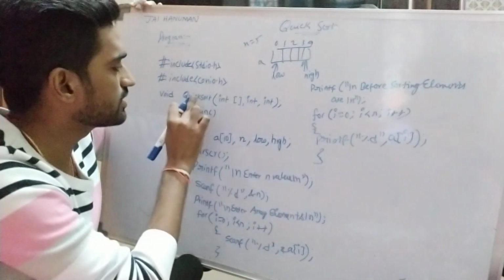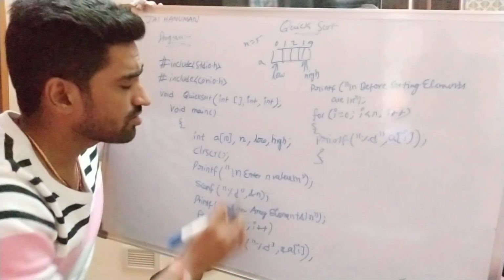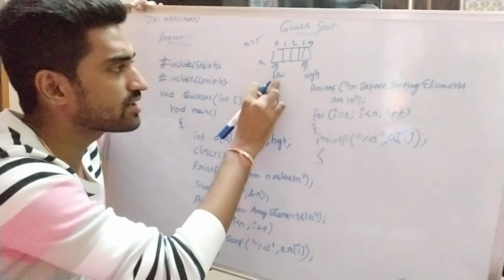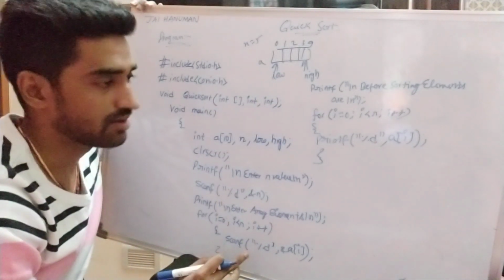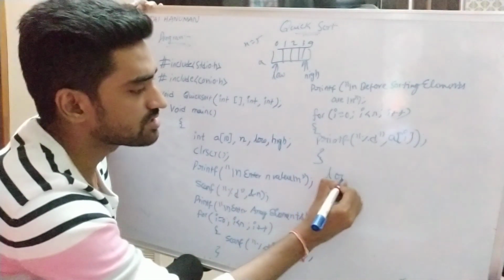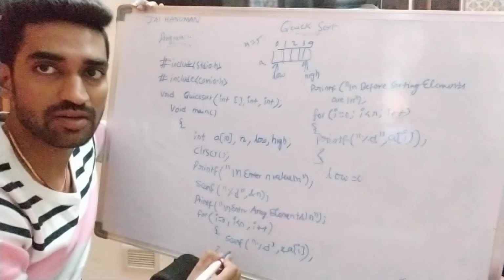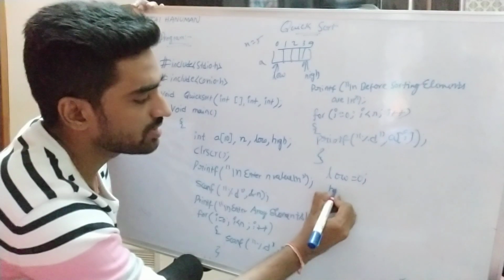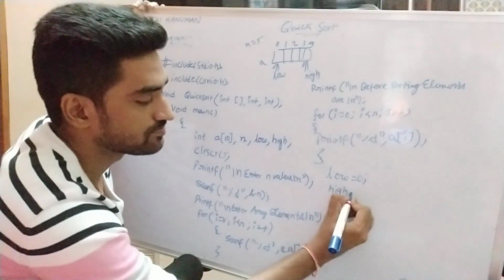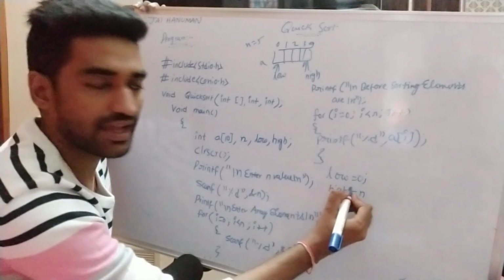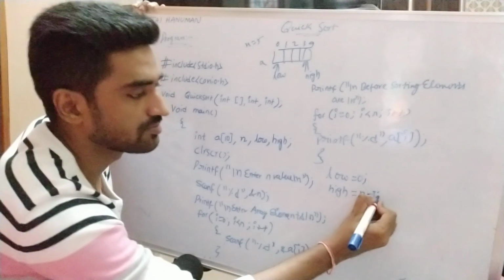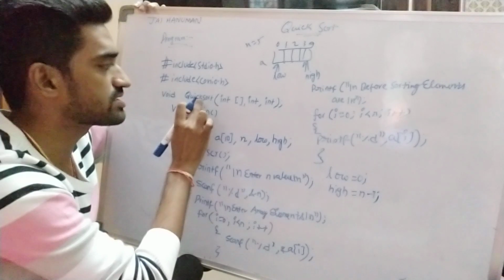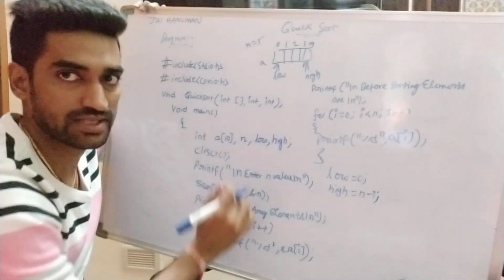So here I am calling the quicksort function, right? Before calling the quicksort function, we set the lower boundary value and the higher boundary value of the array. The lower boundary value is set to be 0. The higher boundary value is set to be n minus 1.